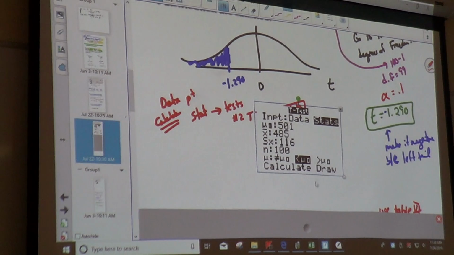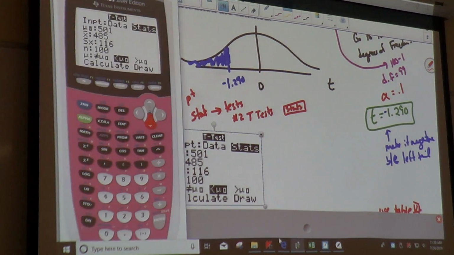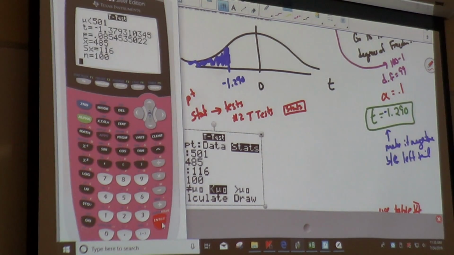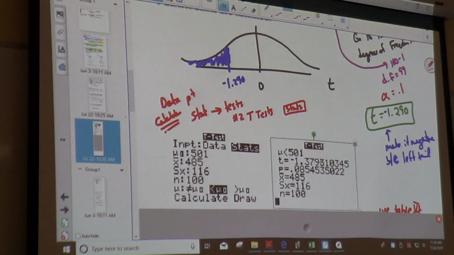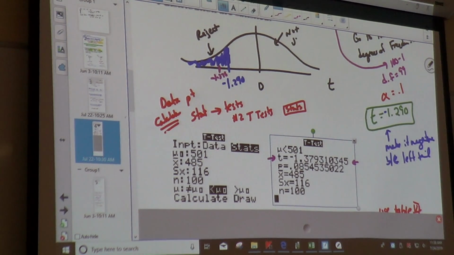So let me pull down, make sure I have some room. When I hit calculate, that is going to give me what my T is. Here's my T. My T is negative 1.378, so my T is right here. We reject it if it's in the shaded. We do not reject it if it's in the not shaded.